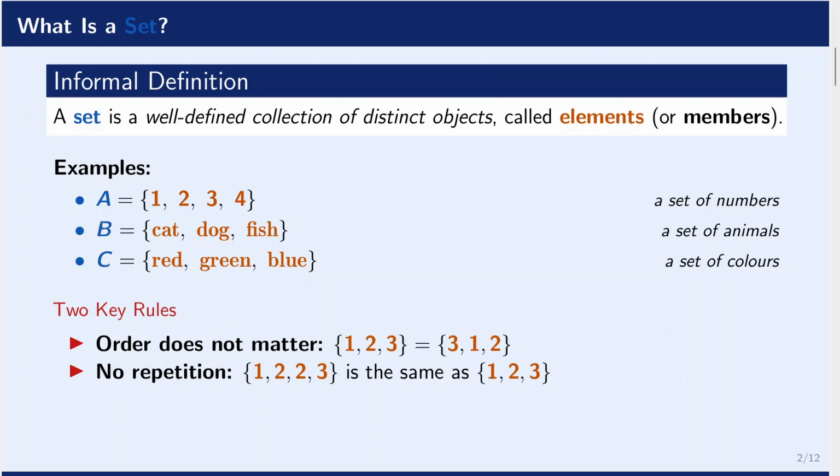Or we can have a set of animals. Set B equals the collection containing a cat, a dog, and a fish. We can even have a set of colors. Set C equals the collection containing red, green, and blue.